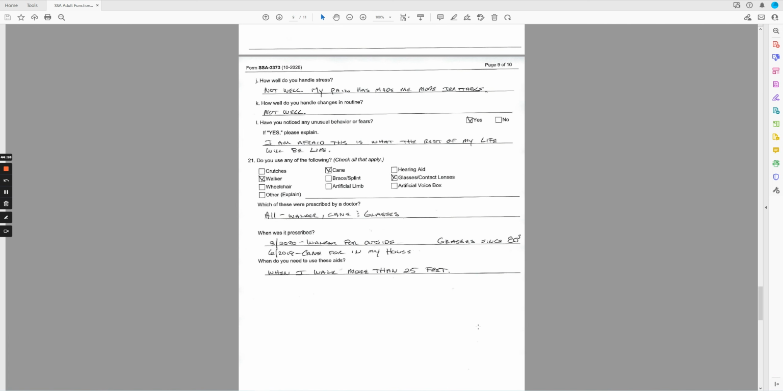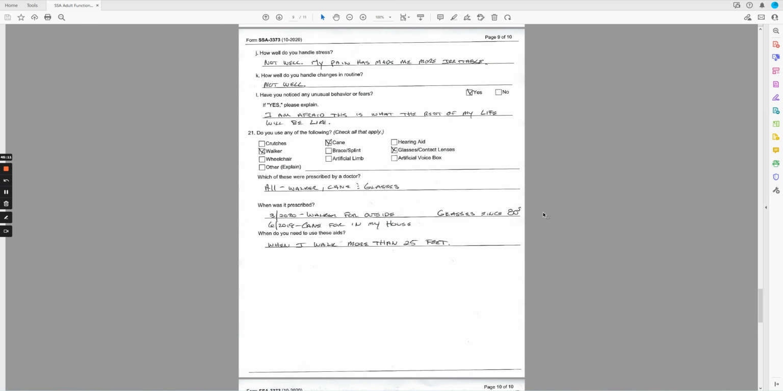Okay. And then when do you need these things? And here I wrote, when I walk more than 25 feet. So here, I gave the month and the year, but I don't remember when my glasses were first prescribed. I've been wearing glasses since I was a kid, so I just wrote in the 80s, right?